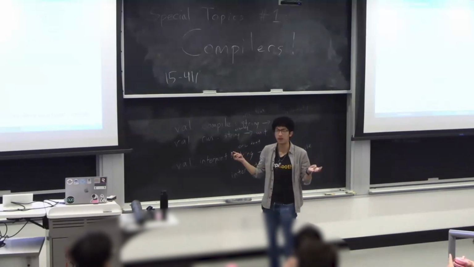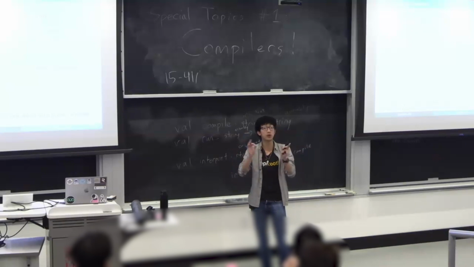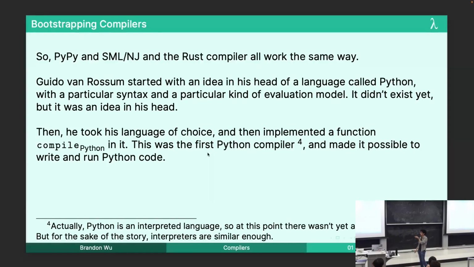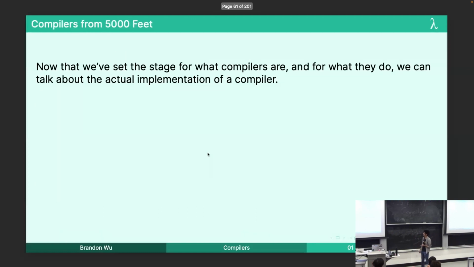Let's say it was C. So he used C to implement a Python compiler. And then once he had that, Python was real. Computers could understand Python. So then he wrote Python code to compile Python. That's pretty much it. That's all that matters. That's compilers from 5,000 feet.